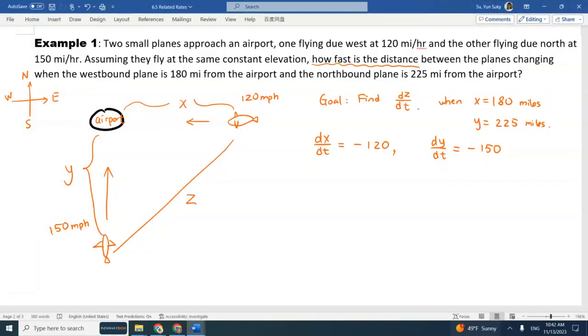Okay? Good. Now, we draw this picture, and we also change all the numbers in terms of the map symbols. And now we want to find the relations. Well, what's the relation between x, y, and z? What's the relation of the sides of a right angle triangle?